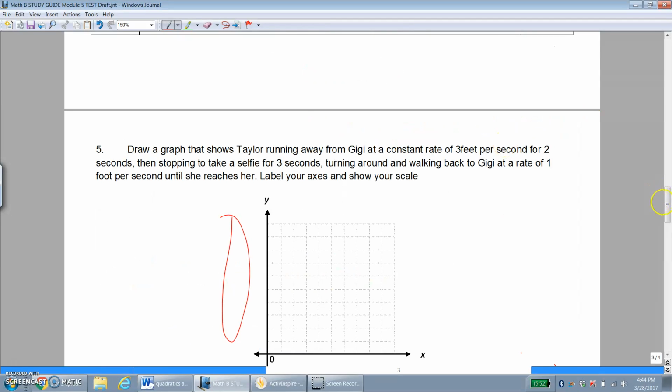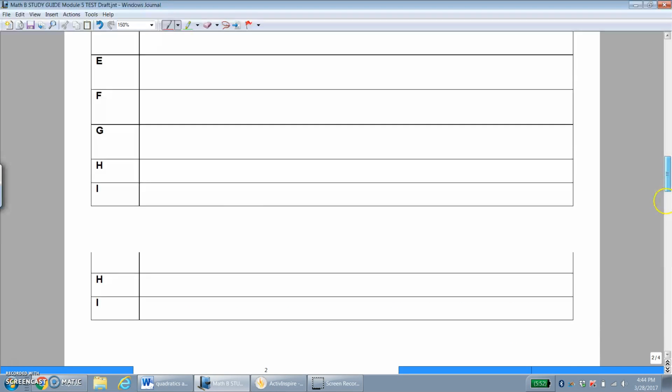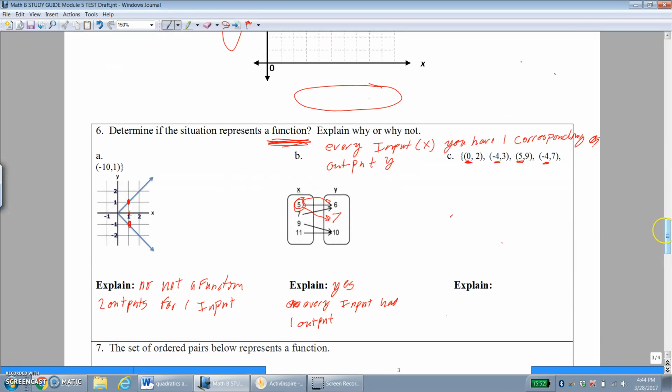But my output, sorry, I keep messing up. But my output right here is 3 and 7. Therefore, for the same input of -4, I had two different outputs, so this would be no. This is not a function. And the reason is because of these -4s give me two different outputs.